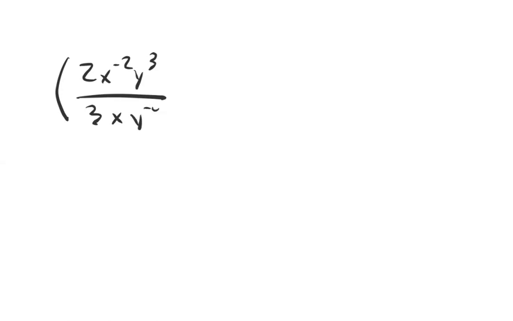And you're going to see a couple problems like this. This kind of brings a lot of stuff together. So we're going to see 2x to the negative second, y to the third, over 3x, y to the negative 4th, all to the 4th power. There's a lot of stuff here, okay? We can get confused a lot of times on this because there's so much going on.